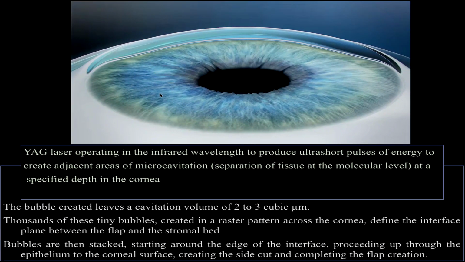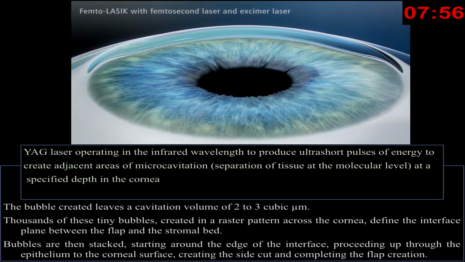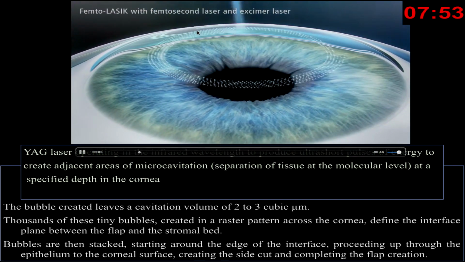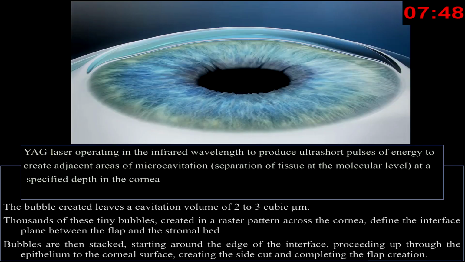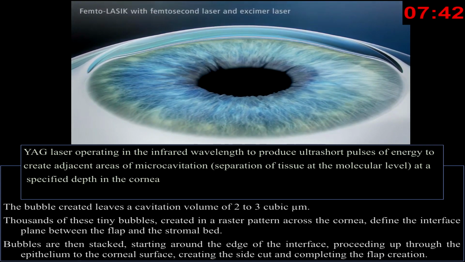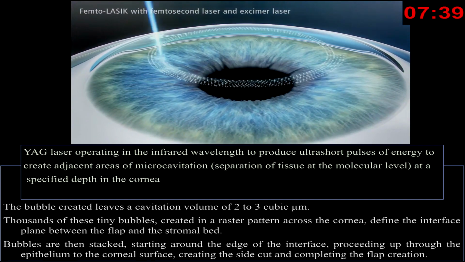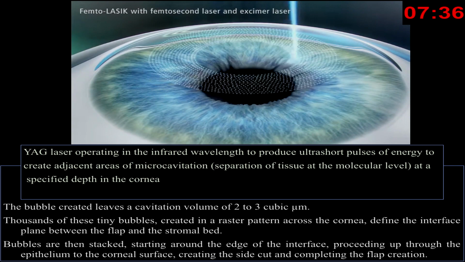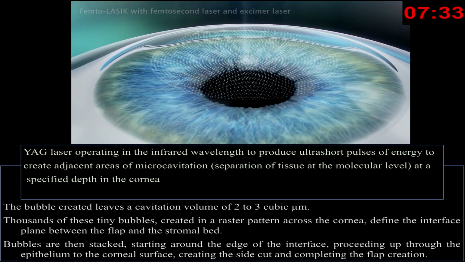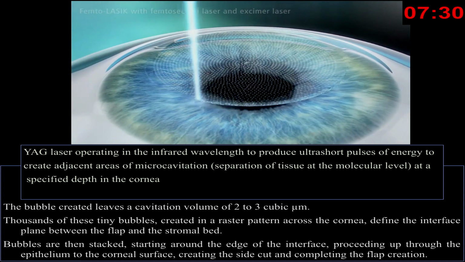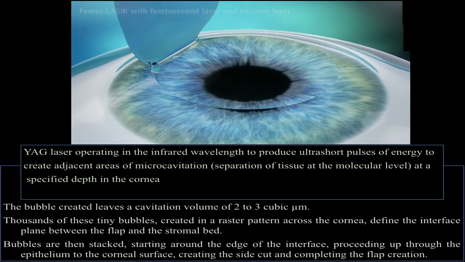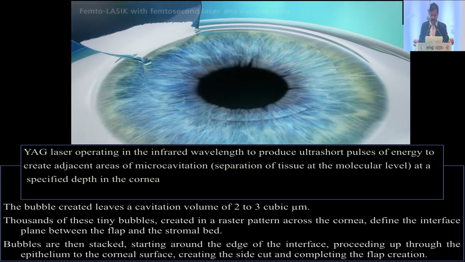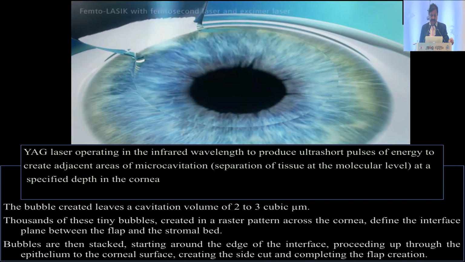Essentially it's basically the YAG laser operating in the infrared wavelength, and it produces ultra-short pulses of energy. This basically creates areas of microcavitation, which leads to separation of tissue at the molecular level and at a very specified depth of the cornea. The bubbles leave a cavitation bubble volume of around 2 to 3 cubic microns, and thousands of these tiny bubbles created in a raster pattern create a cleavage plane, and this defines the interface between the flap and the stromal bed.